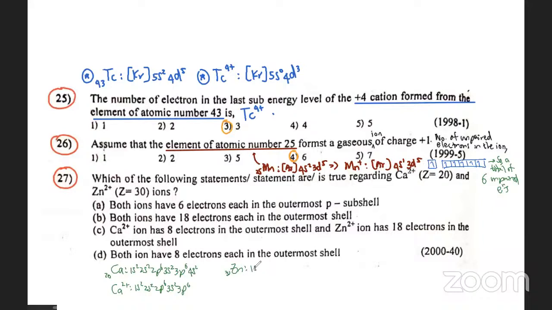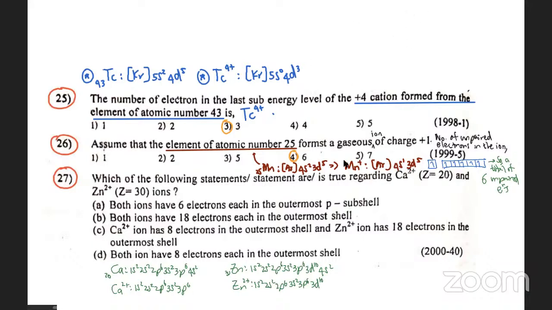And zinc, we know 30. Zinc goes like this: 1s2, 2s2, 2p6, 3s2, 3p6, 4s2, 3d10. We'll write it properly. So zinc 2 plus, we have to remove those 2 electrons from 4s: 1s2, 2s2, 2p6, 3s2, 3p6 and 3d10. Correct? Both ions have 6 electrons each in the outermost p subshell. Outermost p subshell, correct, no people?